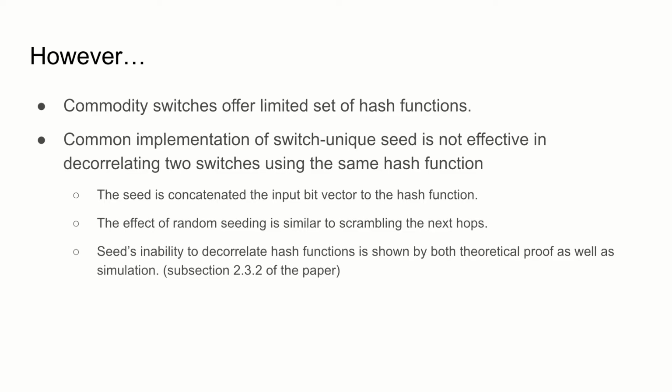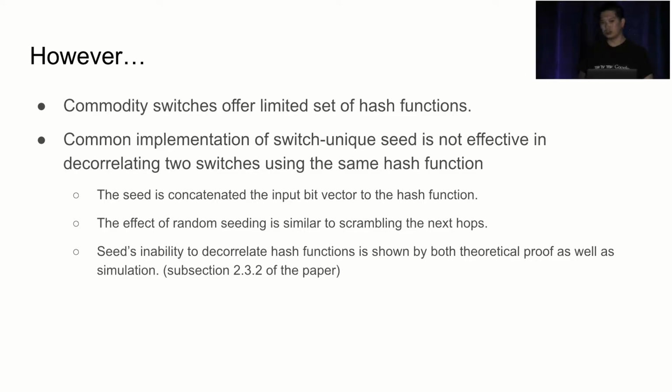And as I hinted at earlier, there's a common misconception that by randomly seeding the hash functions on the switch, you create uncorrelated hash functions. That's actually not true. Because the common implementation of the seed is that it's concatenated to the input bit vectors, which consist of other packet header fields that you choose to hash upon. So you concatenate a seed to the bit vectors and feed that into the hash function. The rough effect of that, and you can find more theoretical proof in the paper, is that it scrambles the next hop, but it does not decorrelate.